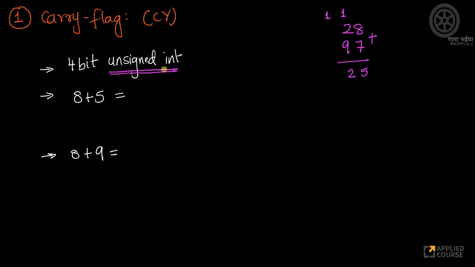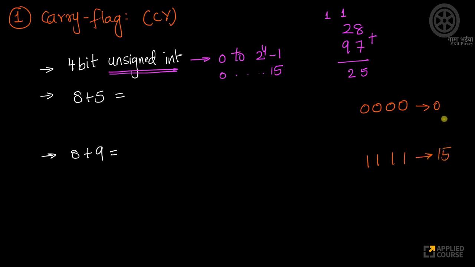Suppose I have 4 bits, what all unsigned integers can I store? I can store from 0 to 2 power 4 minus 1, which means from 0 to 15. Again, unsigned int basically means all integers are assumed to be positive integers in this context, right? Imagine I have 4 bits, I can do 0000 to 1111. In binary, this is equal to 0, this is equal to 15. So I can store numbers between 0 and 15, right?